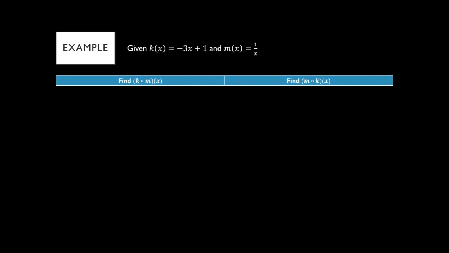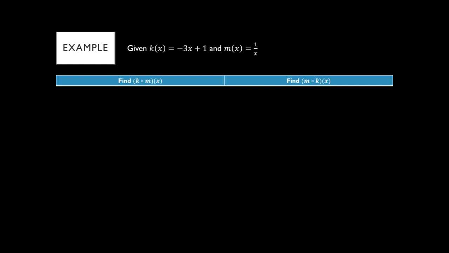Okay, so here we've got two new functions. We've got k being -3x plus 1, and then m being 1 over x. And in this case, we're told to find k of m of x and m of k of x. We're not given a number to plug in for x, so we're just keeping it as x. What we're doing here is that your answer is going to be a new function. We're creating a new function, and we're going to have x in our functions.